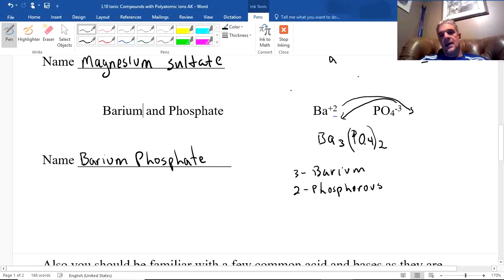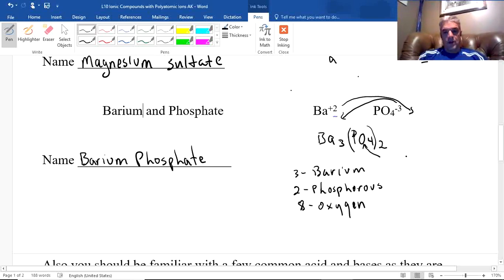And then how many oxygens am I going to have? Well, this tells me I have 4, but I have 2 times 4. So 2 times 4 would be 8 oxygens. Okay, so 8 oxygens. It's just an interesting way to look at it. When the bracket comes in, it doubles everything in the bracket. If you had a 3 there, it would triple it, and so forth, okay?